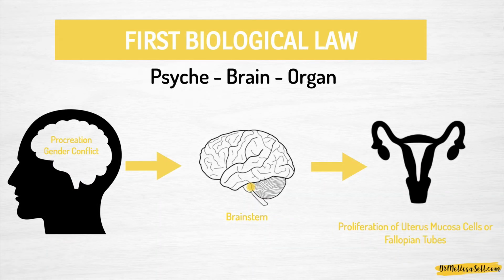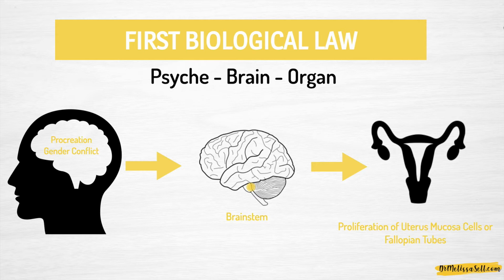So now we'll look at the first biological law, which is the connection between your psyche, your brain, and your organs. So when your psyche, when you perceive, when you have this conflict shock, it comes in through your senses, and immediately your brain is impacted in a very specific region depending on the content of the conflict.